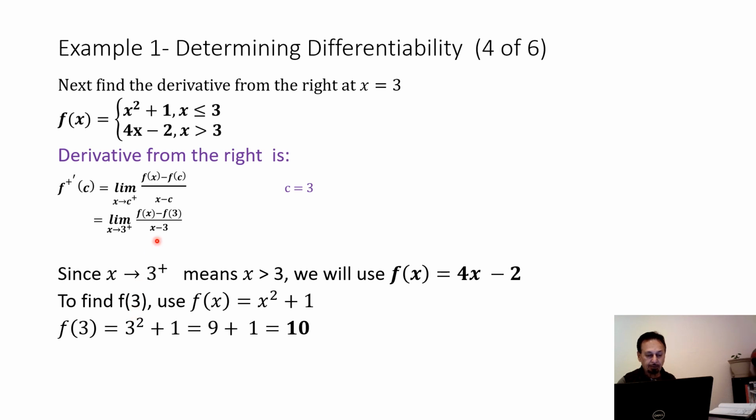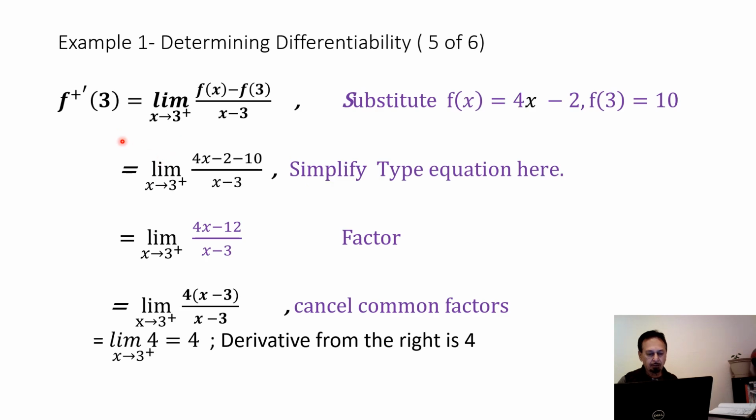Now to find f of 3, since x is equal to 3 here, we use the first function, f of x equal to x squared plus 1. So we substitute 3 in this equation: f of 3 equals 3 squared plus 1, equals 9 plus 1, equals 10. So now the derivative from the right is limit as x approaches 3 from the right of (f of x minus f of 3) over (x minus 3). We substitute f of x equals 4x minus 2 and f of 3 equals 10, and this becomes limit as x approaches 3 from the right of (4x minus 2 minus 10) over (x minus 3).